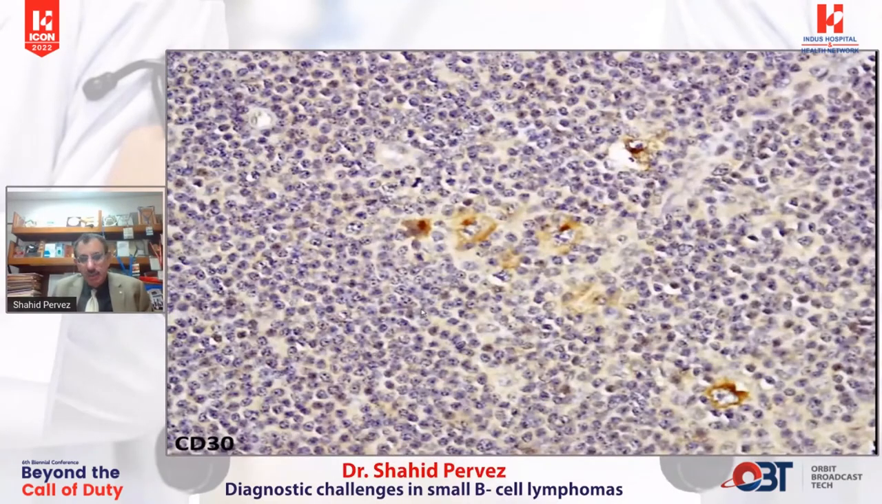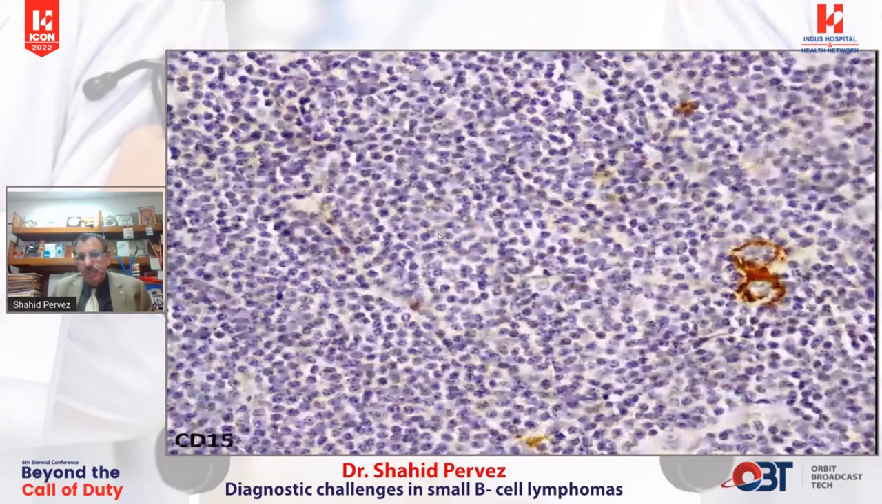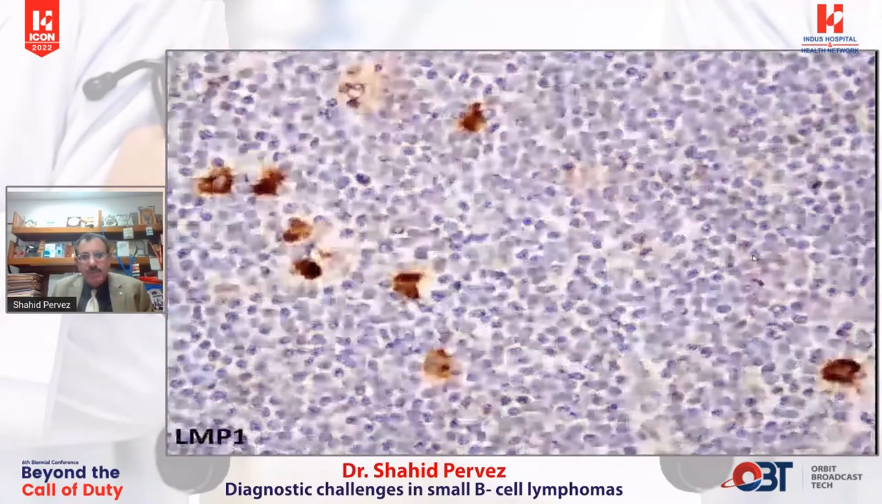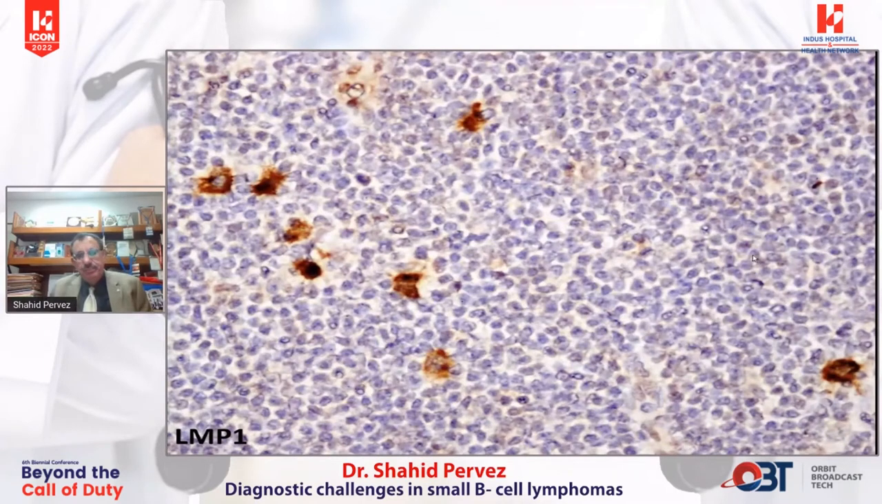Now coming to those large atypical cells, you see they do show Golgi positivity, right? Golgi means paranuclear positivity. CD15 also shows membrane positivity and Golgi positivity in those large Hodgkin type cells. LMP1, which is a surrogate marker for Epstein-Barr virus, and these cells are also strongly LMP1 positive, suggesting that these cells are infected with Epstein-Barr virus.